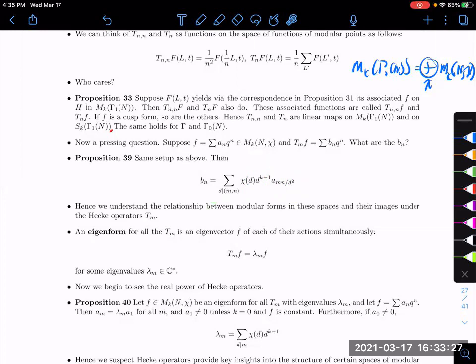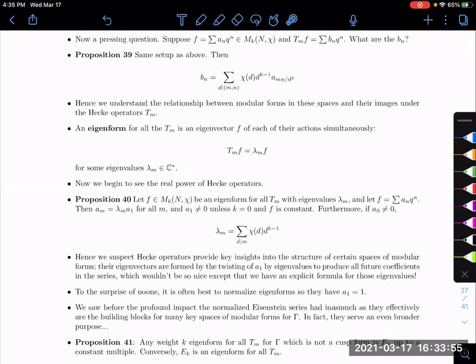So if you just boil it down, what am I saying? I'm saying that not only do Hecke operators preserve spaces of modular forms and cusp forms for all the subgroups we care about, but we actually understand what they do to the coefficients of these modular forms. So they're very tightly connected with these spaces. Now, there's even more structure that these Hecke operators have that's going to be important to us later.